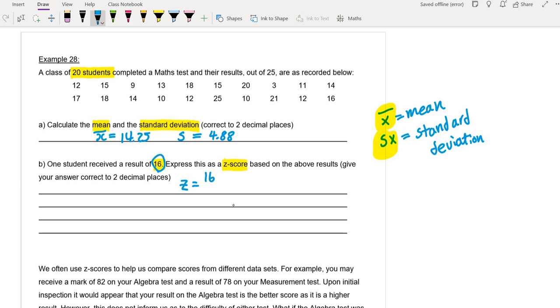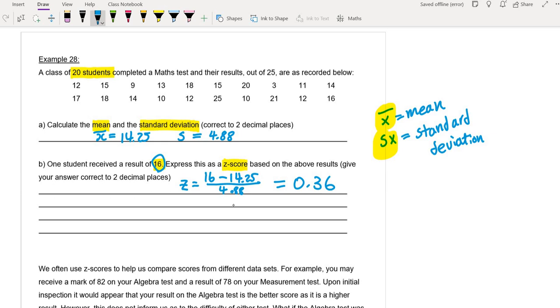So to do that, we simply follow that formula where we write Z equals the actual score that we're dealing with. In this case, it's 16. So 16, take away the mean divided by the standard deviation. Again, just put this all into your CAS. It's going to give you a number, 0.36. So this is going to be the Z-score for this person who got 16.